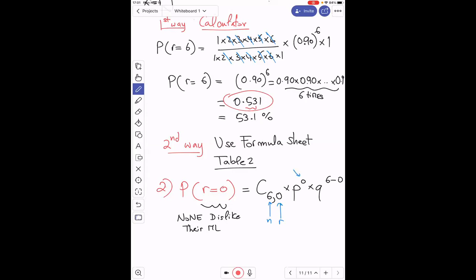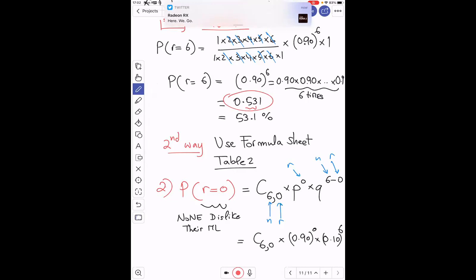So this is supposed to be R. This is N. And again, this is R. And as I said, P doesn't change. It's always 0.90. So this is 6 choose 0 times 0.90 to the power 0 times the Q, which is 0.10 to the power 6 minus 0. So that's power 6.